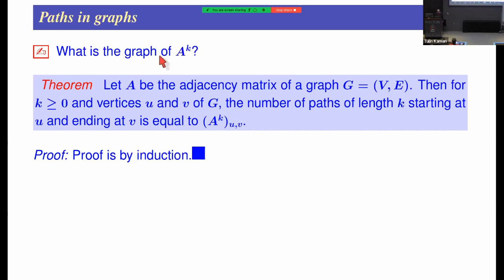So here's the theorem, which says the following. This result comes from the example I gave you, so again I'll leave that out. But now here's the main thing I want to focus on, and that's the theorem. Let A be the adjacency matrix of a graph, so it's zeros and ones. Then for K non-negative, so for K positive or zero, and for two vertices U and V in G, the number of paths of length K starting at U and ending at V is equal to the Ij entry of A to the power K.